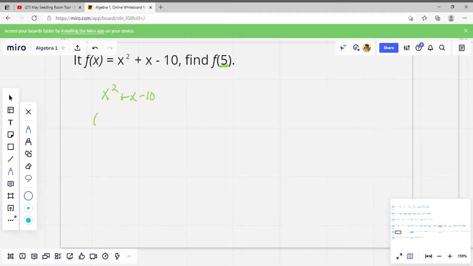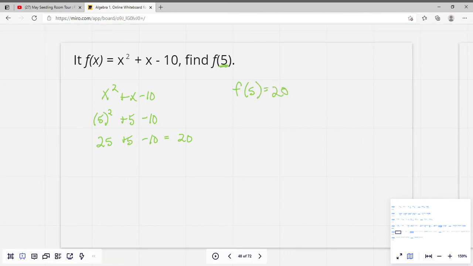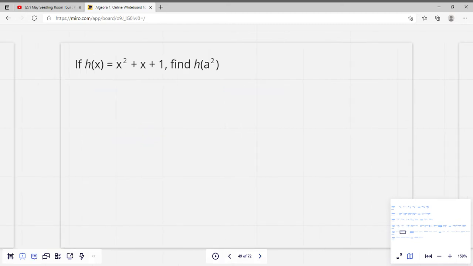So 5 squared plus 5 minus 10. 5 squared would be 25 plus 5 minus 10. That would be 30. 30 minus 10 equals 20. So f of 5 equals 20. These are pretty easy. Alright, next one.